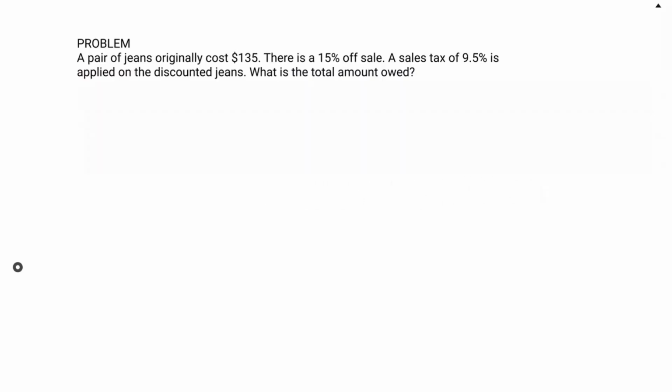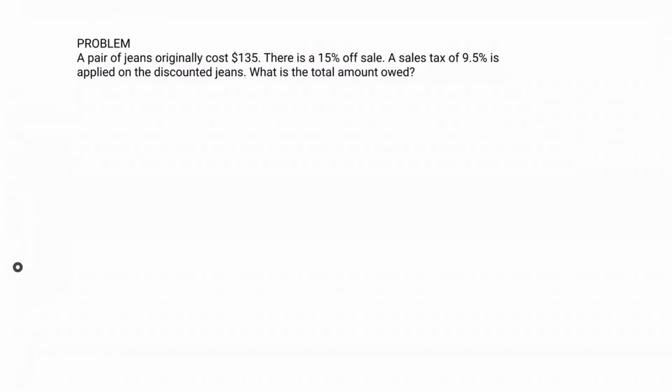Okay, we have a pair of jeans that originally cost $135. There is a 15% off sale. A sales tax of 9.5% is applied on the discounted jeans. What is the total amount owed? So first of all, we have a 15% reduction and then an increase of 9.5%.